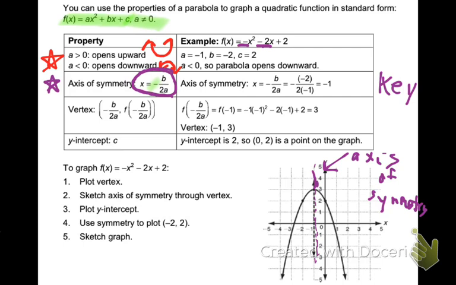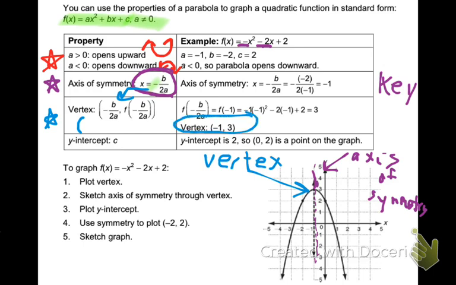Now, after that, we have to find the vertex. They make it a little bit more confusing here, but our vertex is going to be a coordinate. There's our vertex. Really, what happens is you find the axis of symmetry, and you plug that in to find your vertex. You take the axis of symmetry and plug it in to find your y value. And our vertex here is a coordinate.